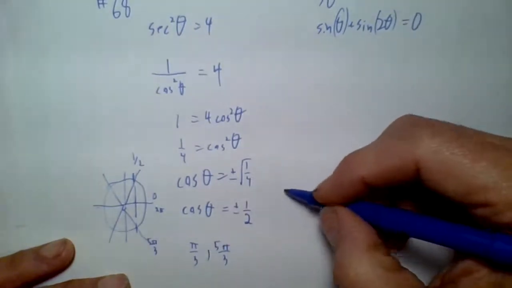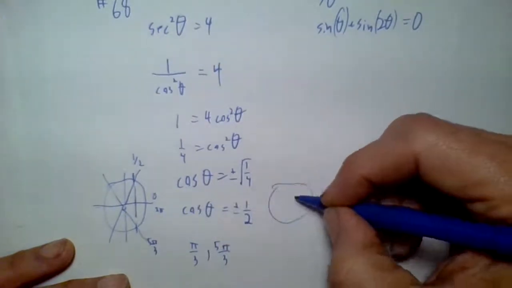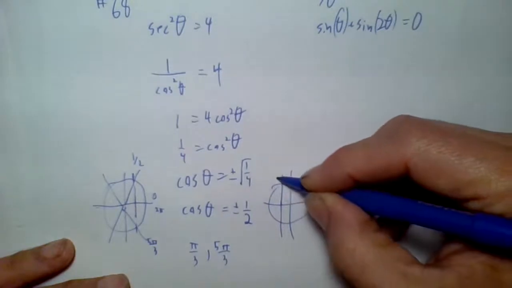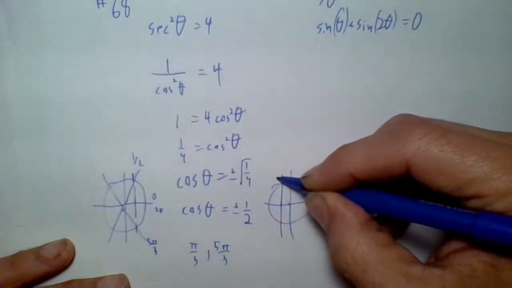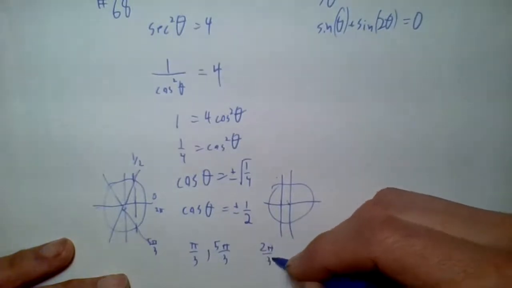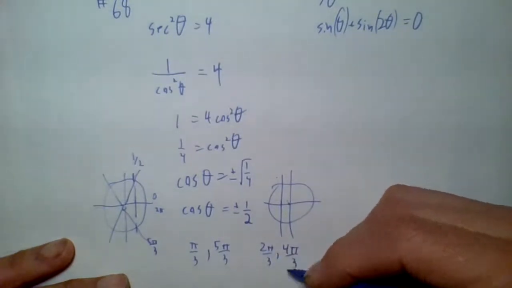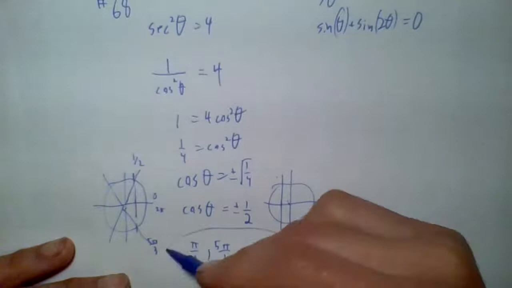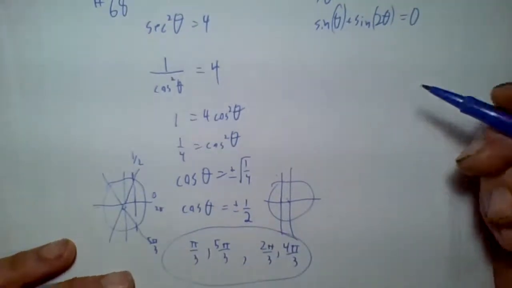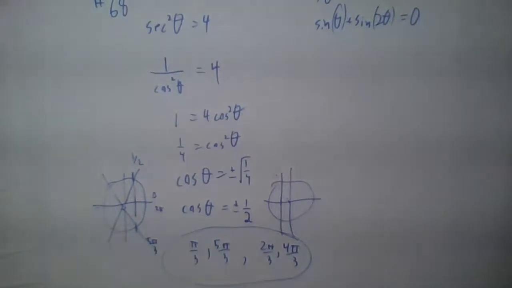And then, where is cosine equal to negative 1/2? Those are the corresponding ones over here. It's negative 1/2 at 2 pi over 3 and 4 pi over 3. And that's the full list of solutions between 0 and 2 pi. They're out of order, but those are the 4 places where this is true between 0 and 2 pi.